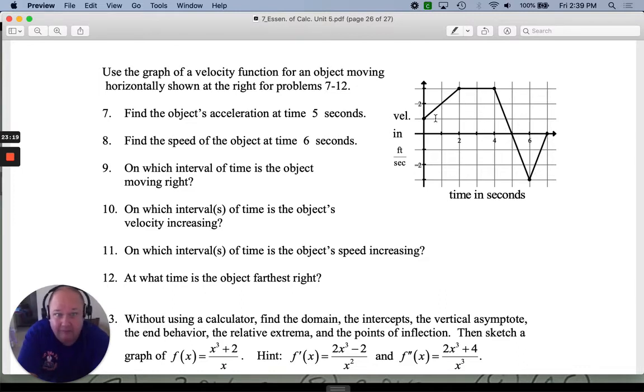So at what time is it furthest to the right before it changes direction? And the answer is at 5. So it continues to go to the right, and then at 5 it changes direction. So when is it furthest to the right? And the answer is at 5 seconds.